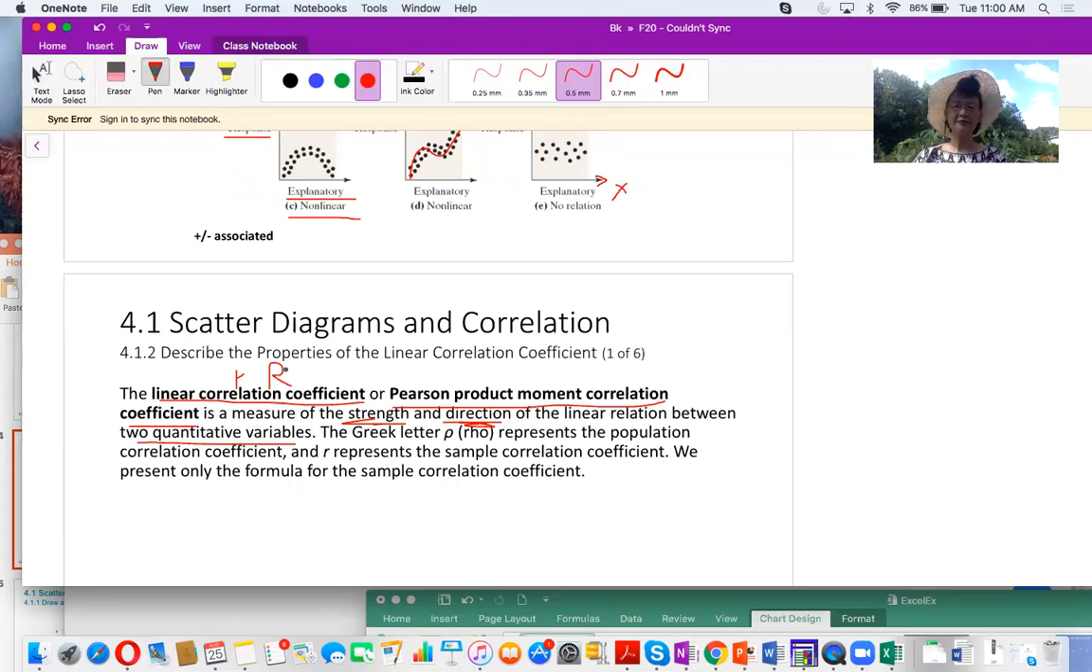Remember, we have to distinguish between population and sample. If the linear correlation coefficient refers to population, we use Greek letter rho. Greek letter rho represents population correlation coefficient. And if the linear correlation coefficient refers to sample, we use small letter r or capital letter R to represent the sample.